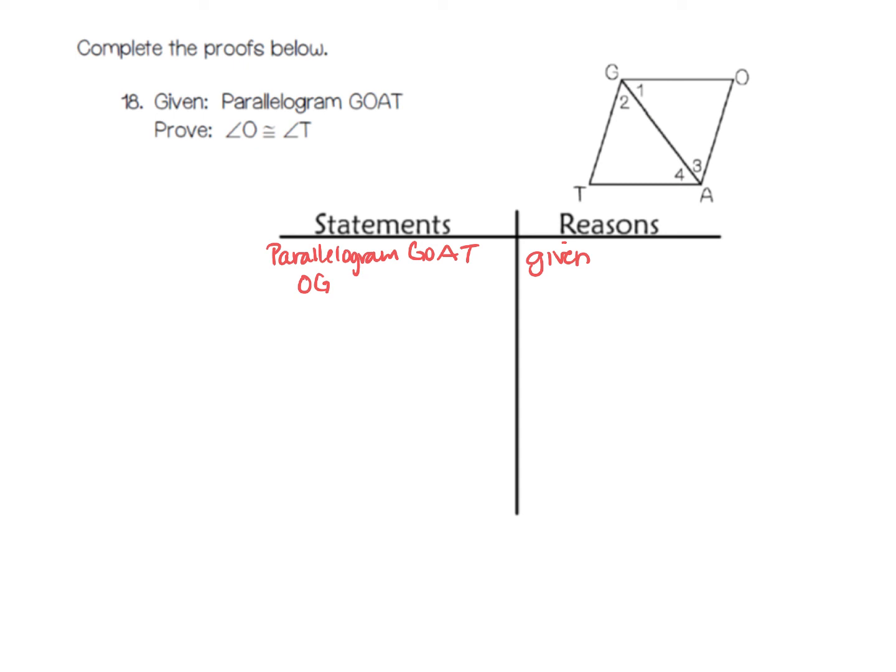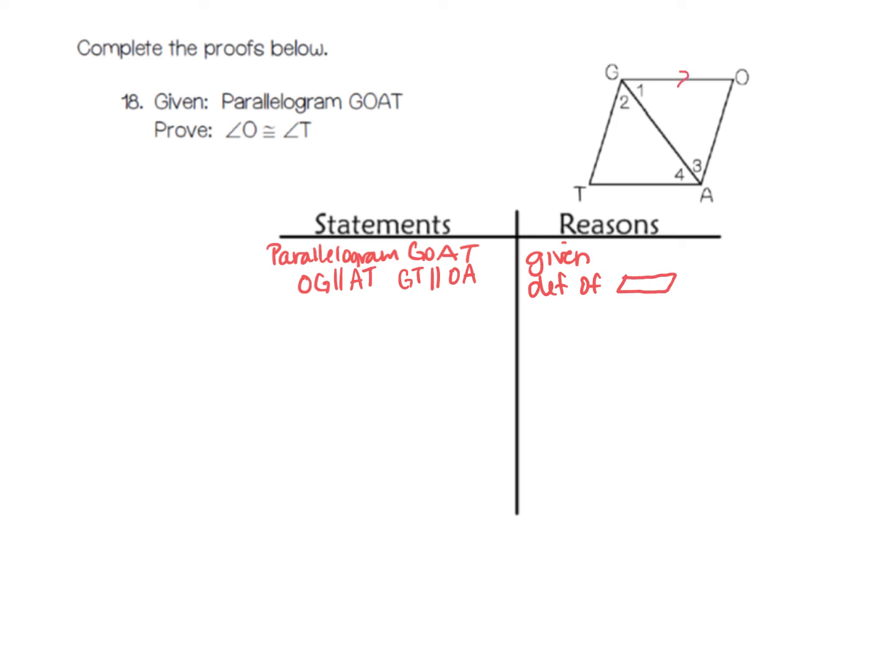Now, we need to actually make a statement here that we have parallel lines. We know that OG is congruent to TA. I'm sorry, not congruent. We know they're parallel. Let me erase that. We know OG is parallel to AT. And we know that the other direction, GT, is parallel to OA. This is by definition of a parallelogram.